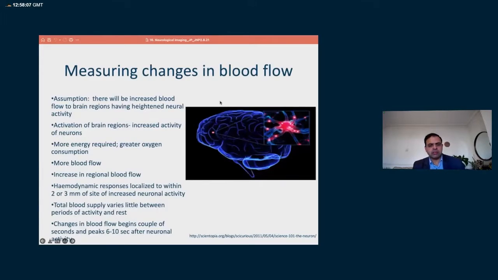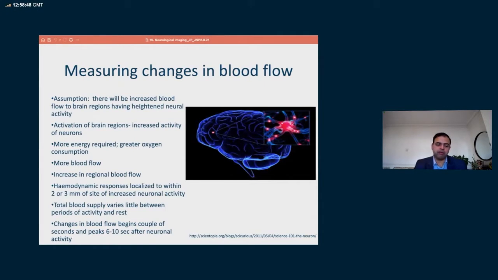Now, when you look at changes in blood flow, it's something different. Here there's no radiation. You don't look at metabolism, but the assumption is that there will be increased blood flow to brain regions that have heightened neural activity. So when there's an activation of brain regions, there's an increased activity of neurons, more energy is required, and there's greater oxygen consumption. This results in more blood flow, an increase in the regional blood flow, and that hemodynamic response is localized to within 2 or 3 millimeters of the site of that increased neuronal activity.